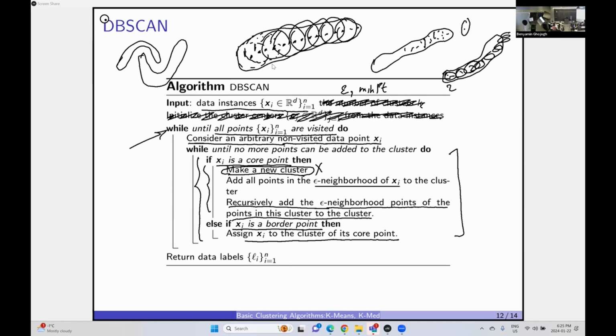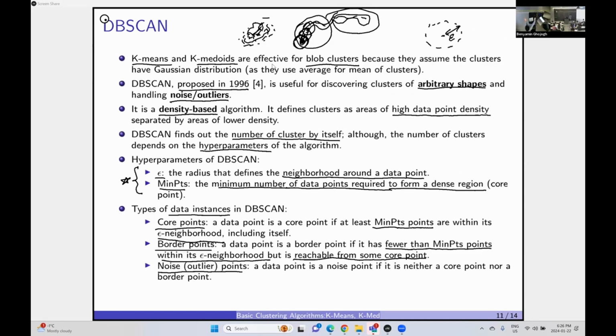The condition to be a border point. So a core point has more than the minimum number of points in its neighborhood, so basically it's in the middle of the shape, in the dense area. But a border point is at the border, as its name says. And what does it mean? In its neighborhood, it has less than the minimum number of points.